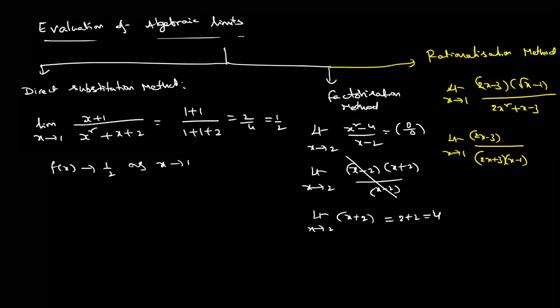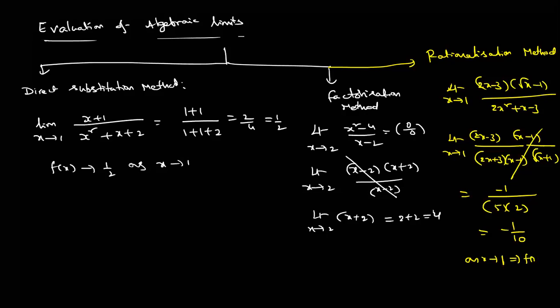Rationalizing. Root x minus 1 means what here? x minus 1 by root x plus 1 after rationalizing. Both are cancelled. Now put x is equal to 1. Minus 1 by 5 into 2. So the answer is coming minus 1 by 10. That is the meaning. So as x tends to 1 implies f of x tending to what? Minus 1 by 10. That is the meaning.